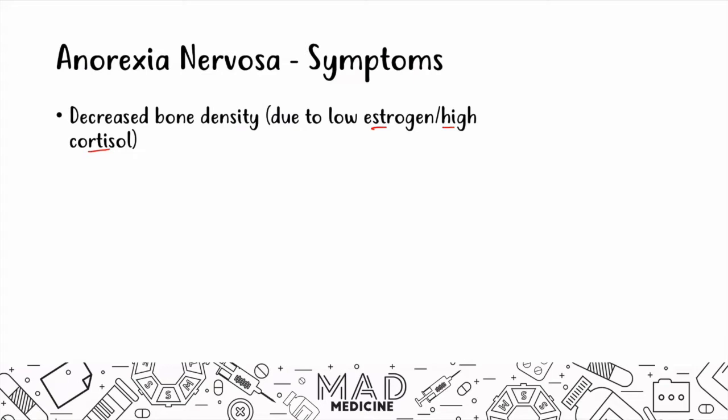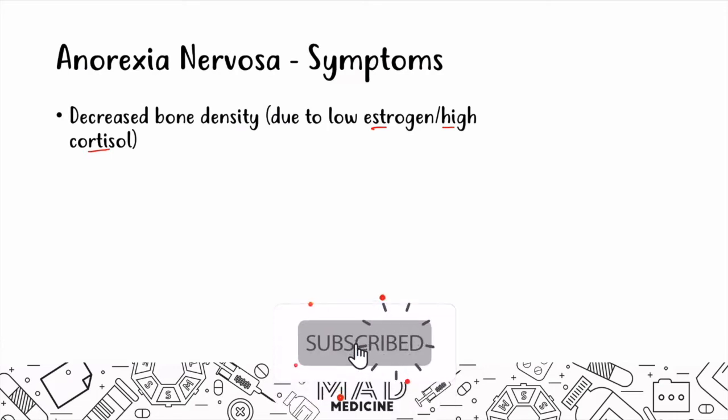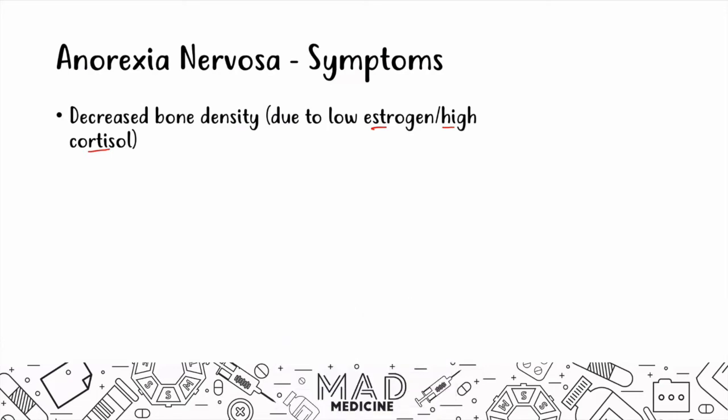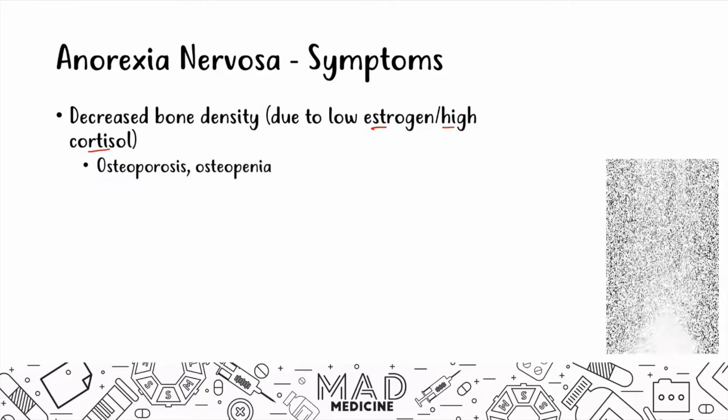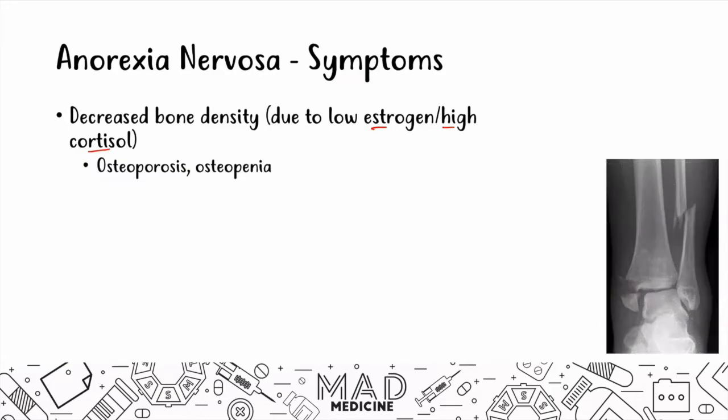And it puts the body in a very, very fight or flight mode. And that can lead to chronically decreased bone density, which is seen with osteoporosis or osteopenia. You may have a presentation of a female who is really young but is presenting with multiple fractures, or you may see multiple fractures at different stages of healing. Yes, that could be abuse as well, but you definitely want to look at the weight to rule out anorexia or an eating disorder.